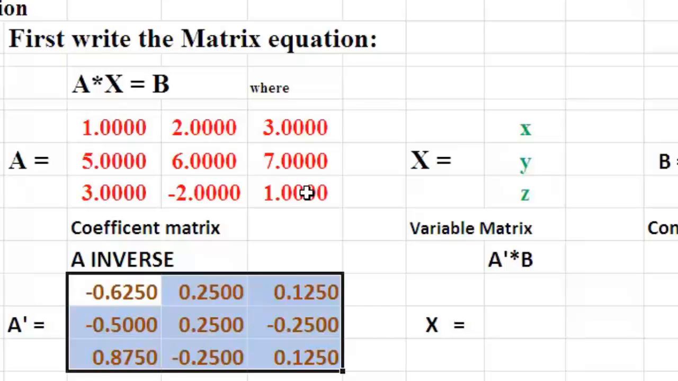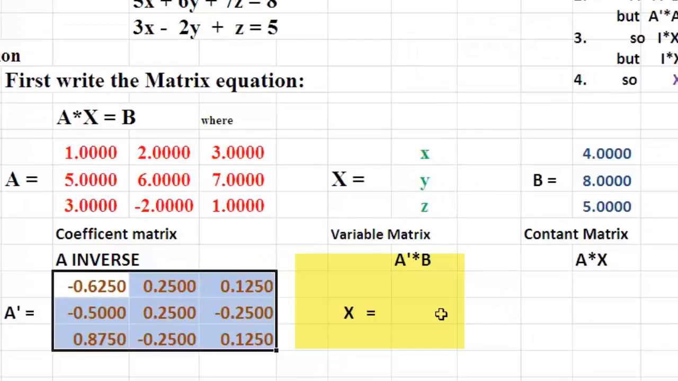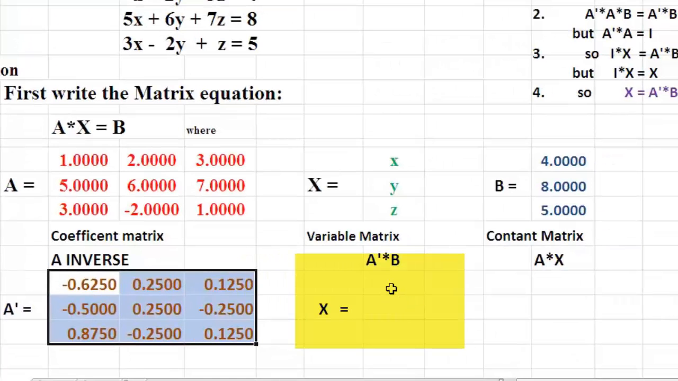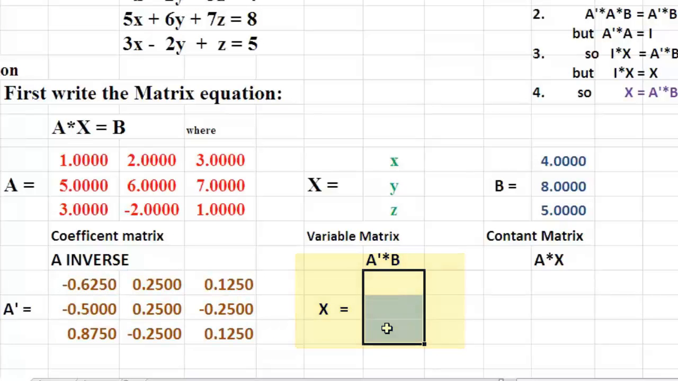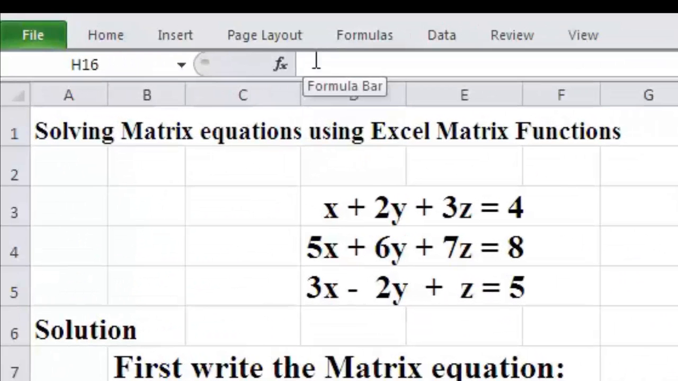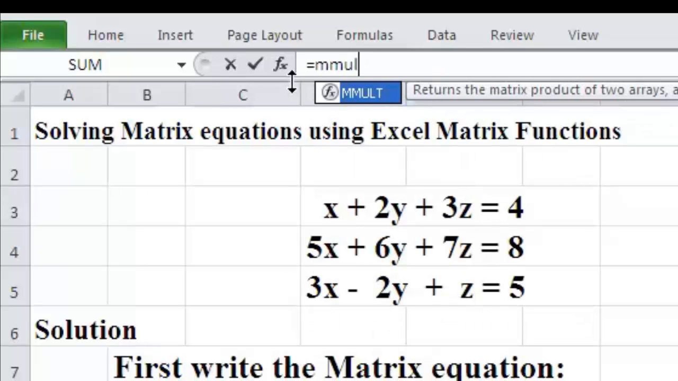So now, in order to find the value of X, I simply have to multiply the inverse of A, which I just found, times the matrix B that I defined earlier. We know a 3 by 3 matrix times a 3 by 1 matrix is going to produce a 3 by 1 matrix, so I select 3 rows and 1 column in which I want it to place the product of A inverse times B. And in order to perform the multiplication of A inverse times B, I use a function called MMULT.